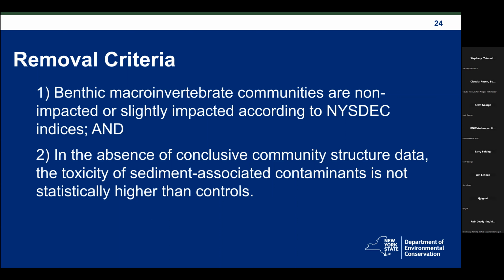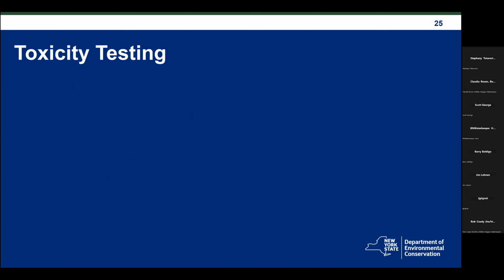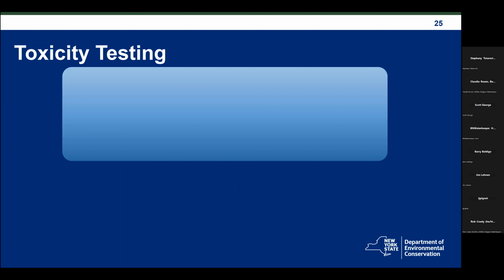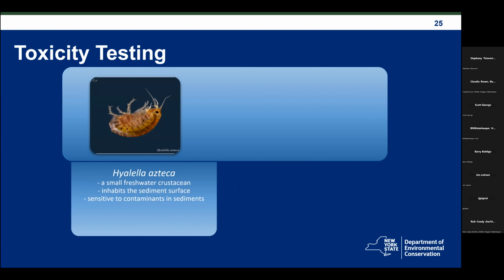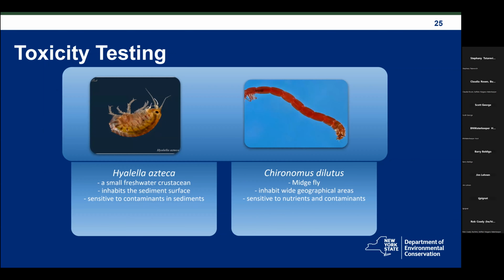Are the AOC sediments toxic to benthic organisms? The toxicity testing was conducted on 2 organisms, the first being Hyalella azteca, a small freshwater crustacean that inhabits the sediment surface. It's an ideal choice for toxicity testing due to its sensitivity to contaminants in sediments. The second is Chironomus dilutus, which is a midge fly. They inhabit wide geographical areas and are also sensitive to nutrients and contaminants, making them a good candidate for toxicity testing.